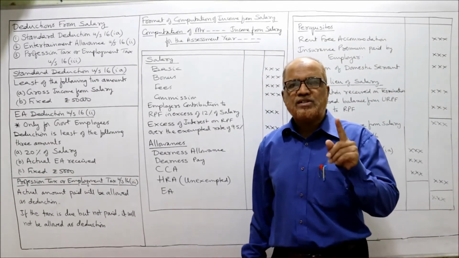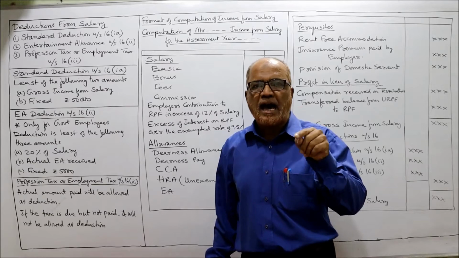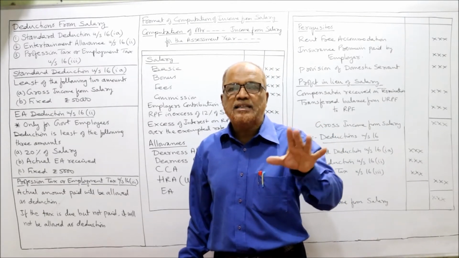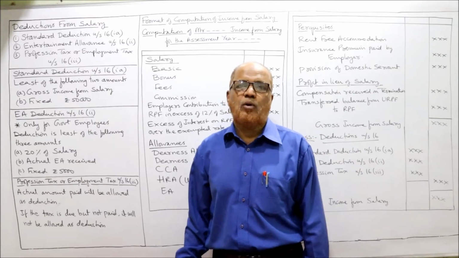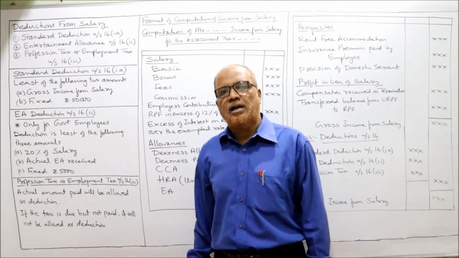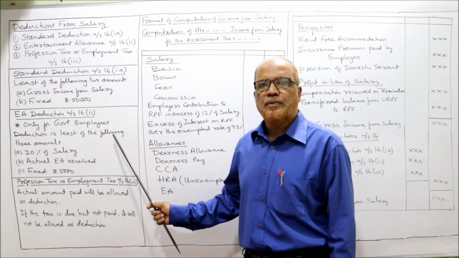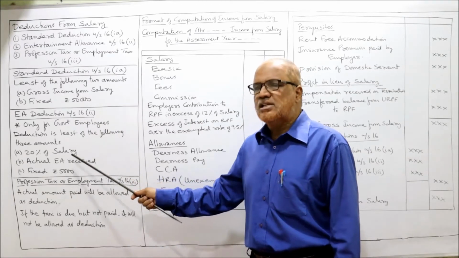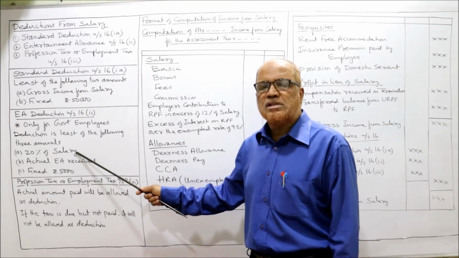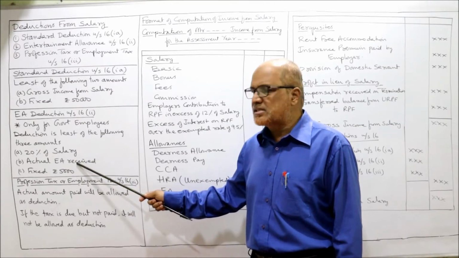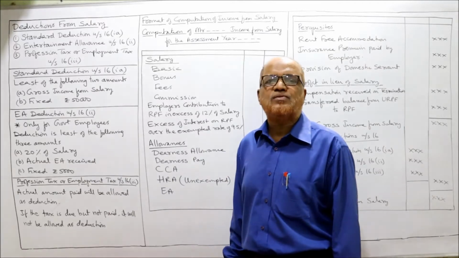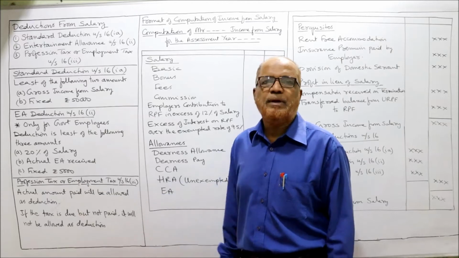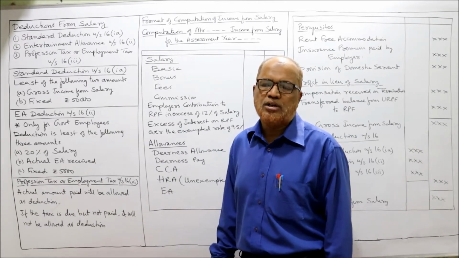So 2 conditions. First of all, the SSC must get EA, entertainment allowance. Secondly, the SSC should be a government employee. Then only deduction will be allowed under section 16(2). Under section 16(2), only government employees will get the deduction. Deduction is least of the following 3 amounts: 20% of salary, actual EA received, or fixed amount of rupees 5,000. Whichever is least among these 3 will be allowed as deduction.